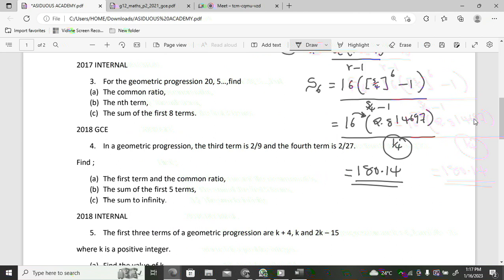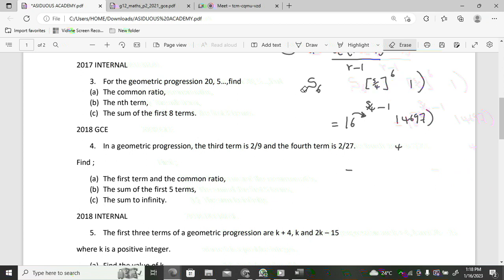Okay, let's look at the other two. Then we are going to be done, because we don't want to leave out. We'll just look at two: 2018 and 2017. The 2018 internal, the one which is down, you can do it. But we'll look at the 2018 GCE, because it looks a bit different.